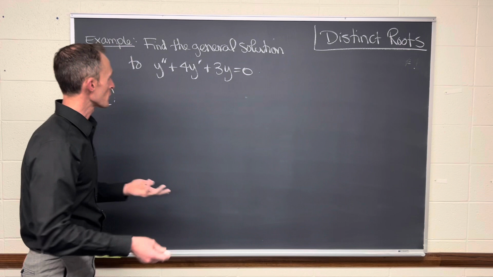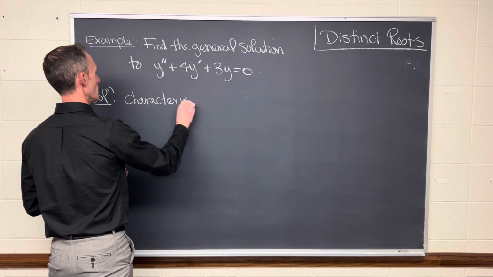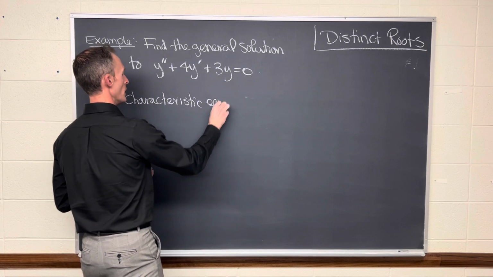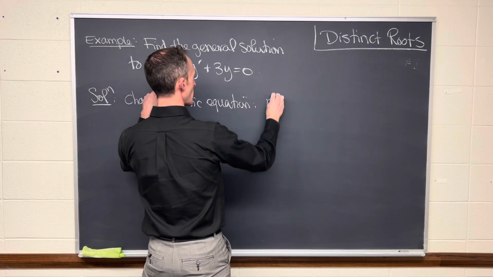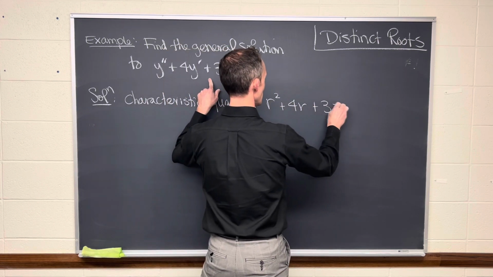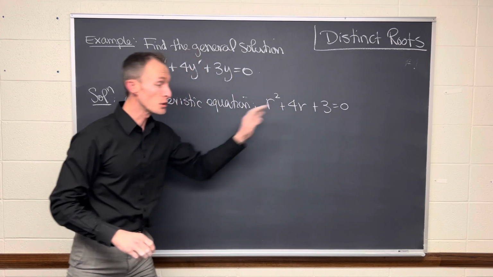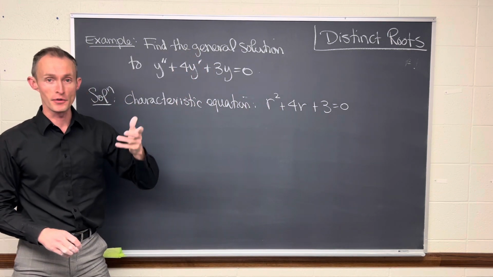Remember, we have the characteristic equation, okay? The characteristic equation is what? This says this is going to be r squared plus 4r plus 3 is equal to 0. And then the roots of that are going to determine the solution type for this type of ODE.